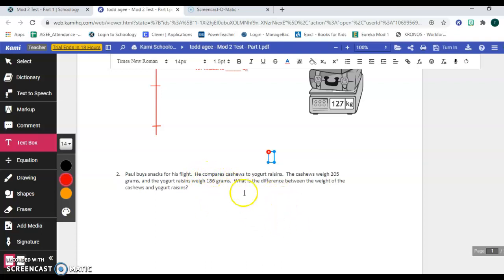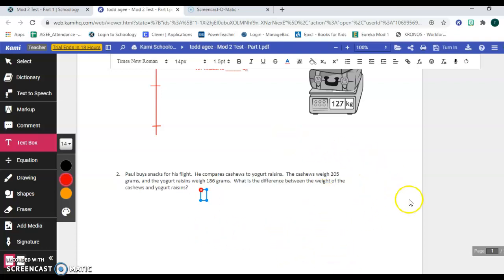You could put an equation in there, but anything that you do that shows me how you got the difference between the weight of the cashews and the yogurt raisins would be acceptable. However, I don't want to just see an answer. I need to see some kind of explanation of how you got your answer. So if that's an equation, fine. If that's you showing me how to do the standard algorithm, fine.